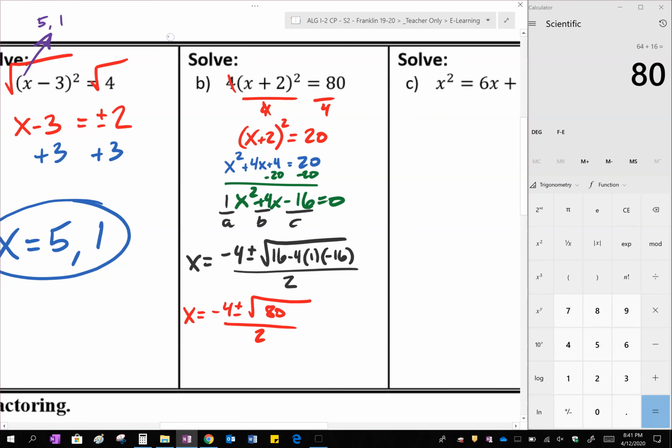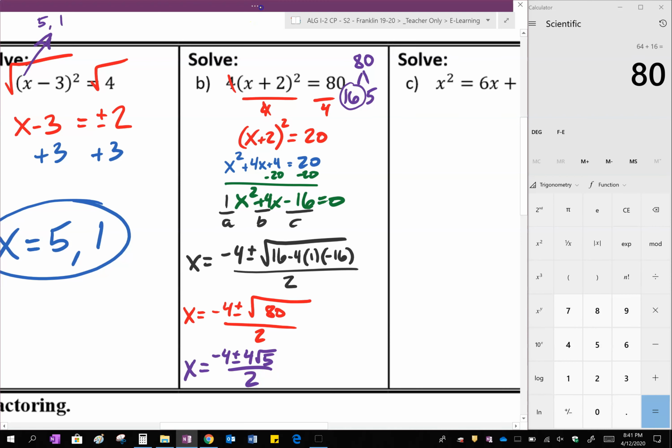Let's simplify the square root of 80. 80 is 4 times 20. Well, we can go one more. How about 16 times 5? 16 is a perfect square. So the square root of 16 is 4, right? So x equals negative 4 plus and minus 4 root 5 over 2.